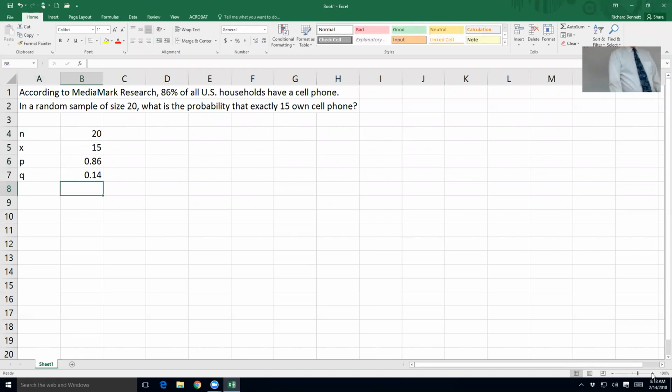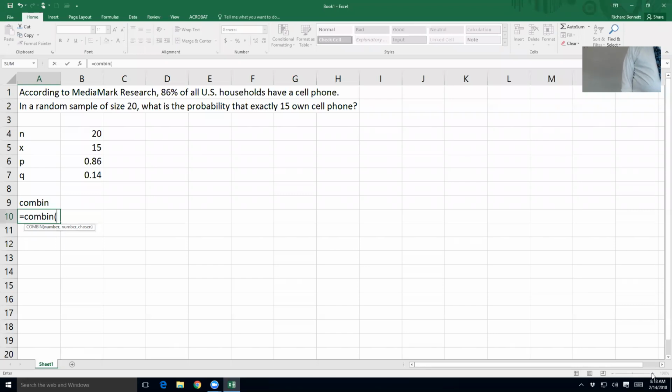So you guys all remember how to do combinations with Excel? Yes, no? No, not really? Who remembers? Equals combin. Thank you, Eric. Combin, the number is 20, and the number chosen, 15.